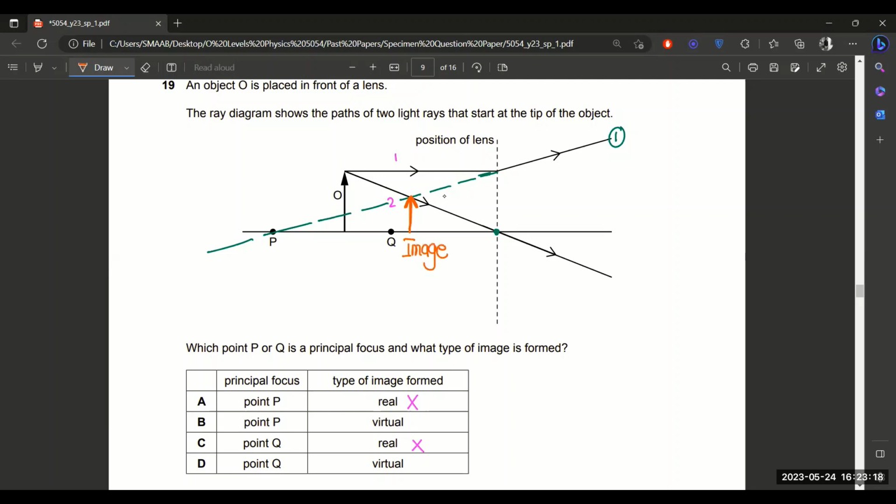And we know that when light passes through the lens, on the other side it will always pass through the principal focus. But we know that this is a diverging lens and there will be a virtual image. So we extend the line in the backward direction and we are getting the image at point P. So it means the principal focus is point P and the type of image is virtual, right? So that is the right option B.